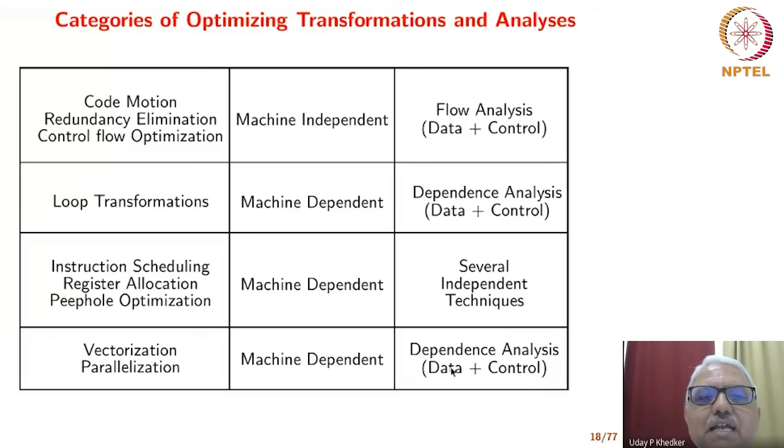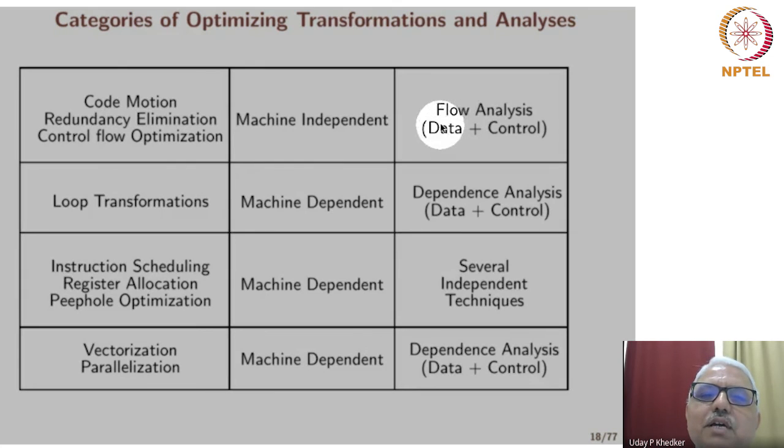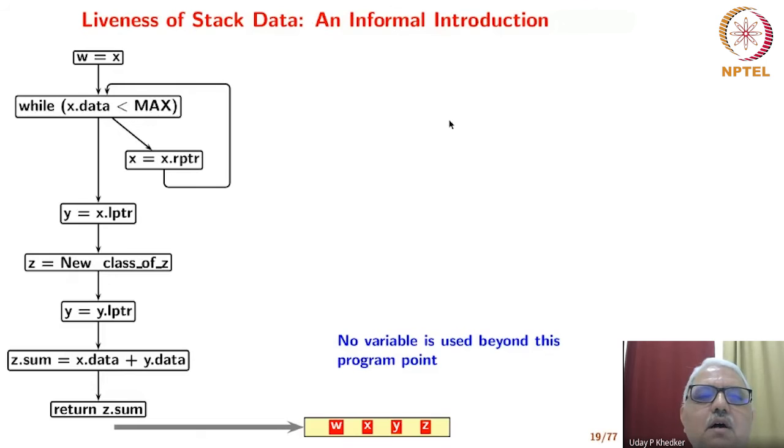So this is the category of optimizing transformations. Our focus is on data flow analysis. That's what we want to see. Okay, so we talked about live variables analysis. We talked about dead code elimination. Let's look at live variables analysis informally, and then we will formalize our intuition.